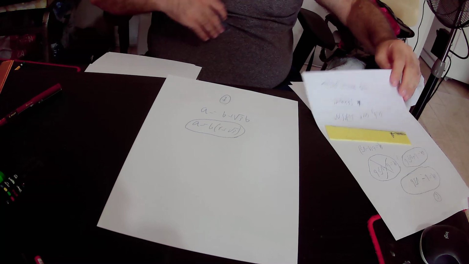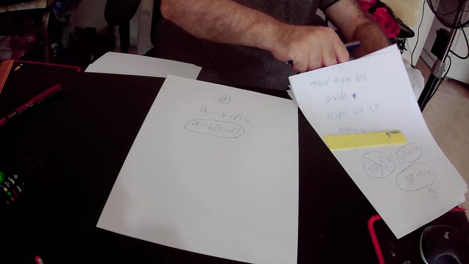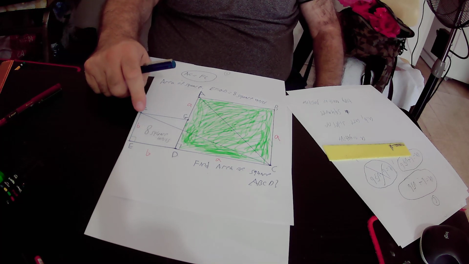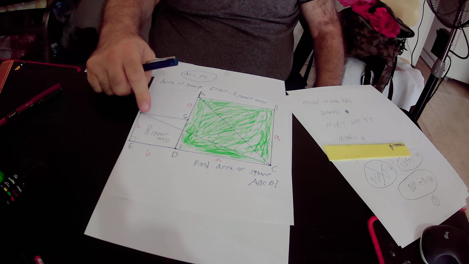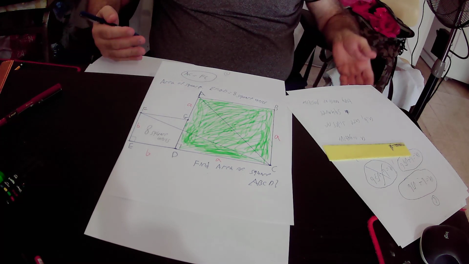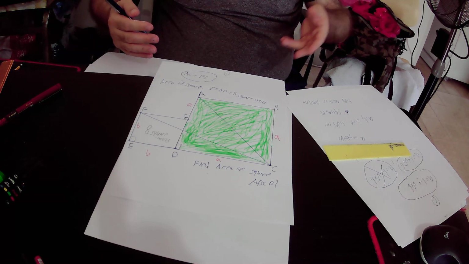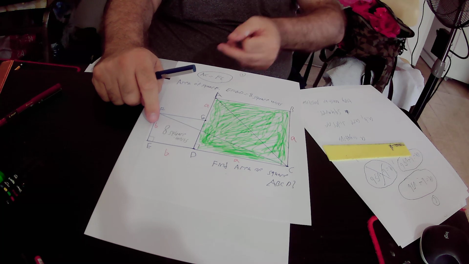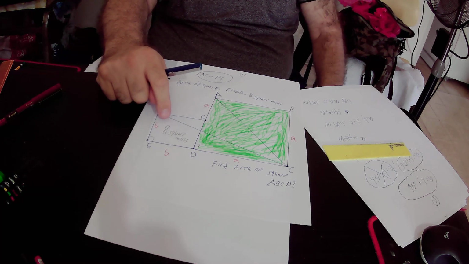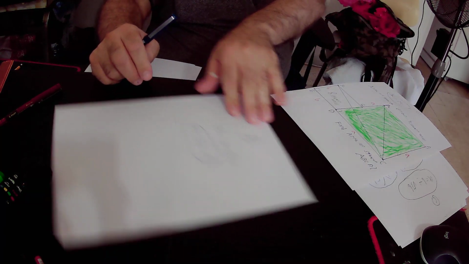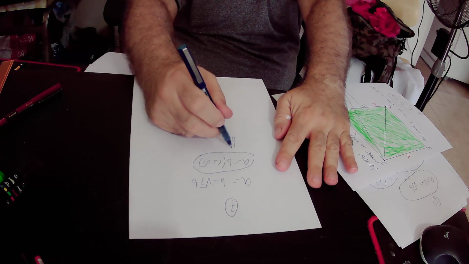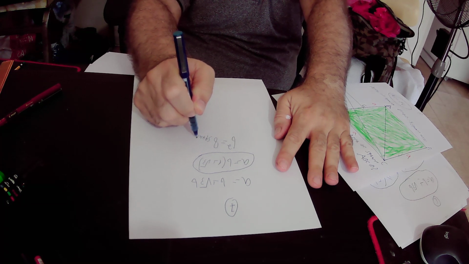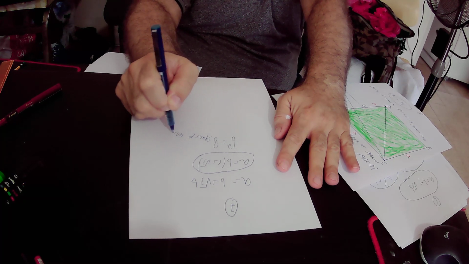So according to what is given in the question, the area of the small square EFGD equals 8 square units. What is the area of any square? The area of any square is the square of its side. The area of this square is B times B, and it is given in the question that it equals 8 square units. So B square equals 8 square units.